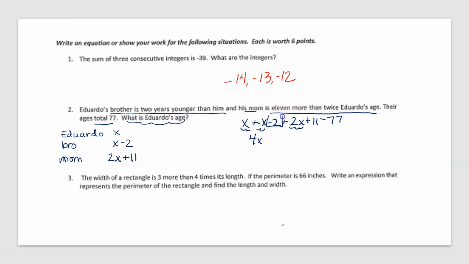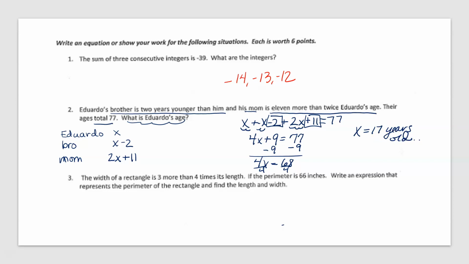When you put these together, -2 and 11, you get 9. And all of that is equal to 77. If you subtract 9 from both sides, you have 4X equals 68. And then if you divide by 4, we have Eduardo is 17.